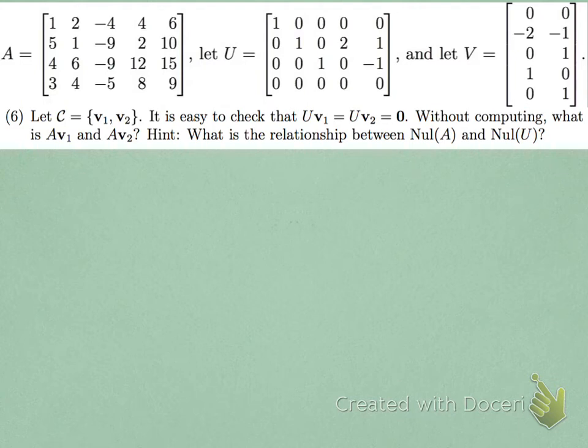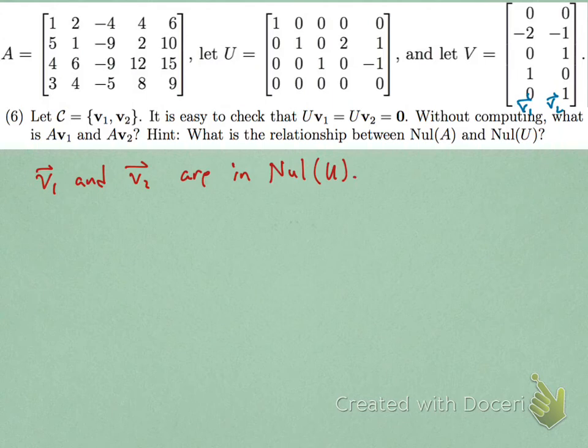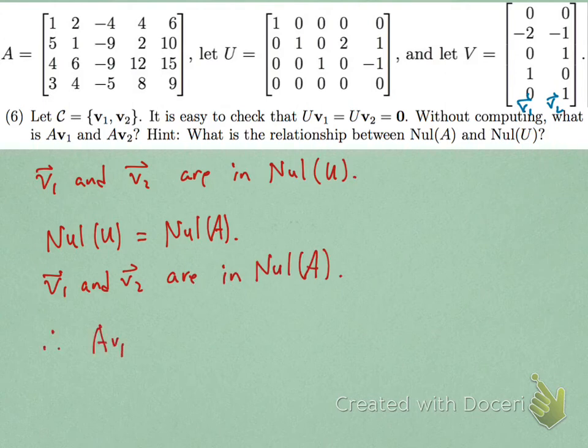And without computing, I want to know what is A times V1 and A times V2, knowing that U times V1 is the 0 vector and U times V2 is the 0 vector. So notice that V1 and V2 are in the null space of U, since U times V1 is 0 and U times V2 is 0. But the null space of U is exactly equal to the null space of A. So that means that V1 and V2 are in the null space of A, which tells us that A times V1 is equal to the 0 vector, and A times V2 is also the 0 vector.